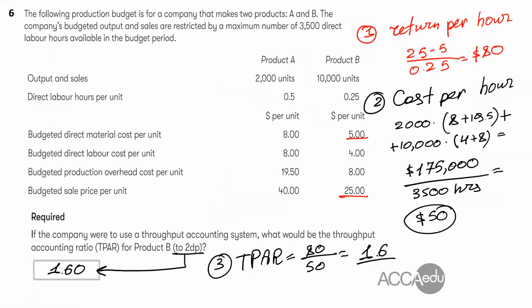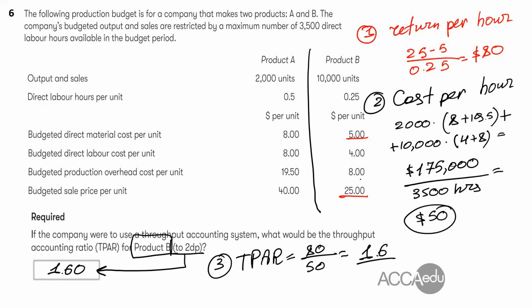6, we are asked to find the throughput accounting ratio, for 2 decimal places. Fine. So to find throughput accounting ratio, we need to find firstly return per hour, secondly cost per hour, and then divide 1 by 2. Return per hour is selling price. We're asked to find only TPAR for product B only. So we look at this now.